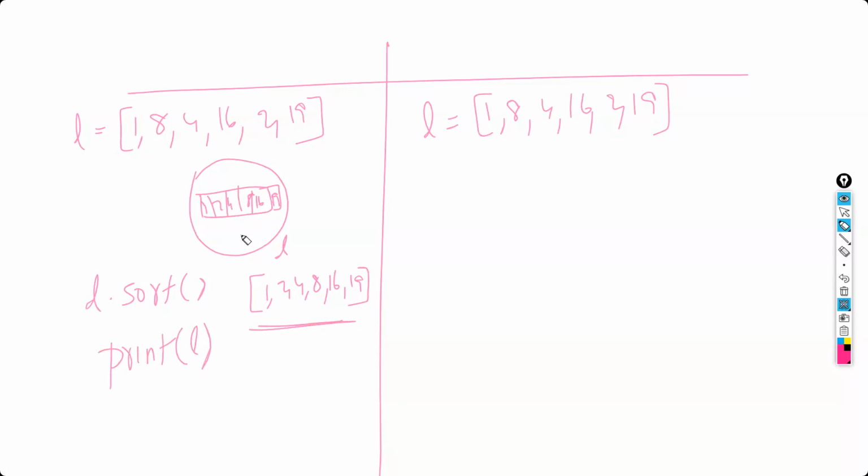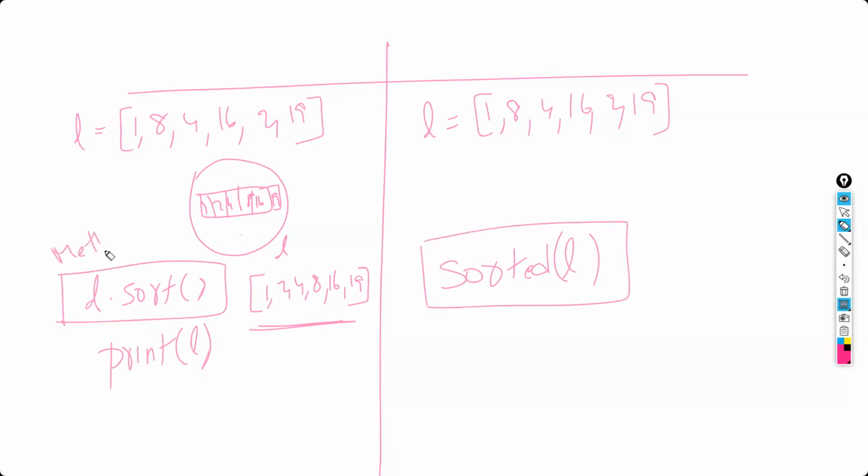This is list.sort. Now the second option we have is sorted of list. What is the difference between this one versus this one? This is called a method and it is applicable only on the list. This is called a function, because before it there is no dot. It is a function like the print function, input function, length function. The function name is sorted.